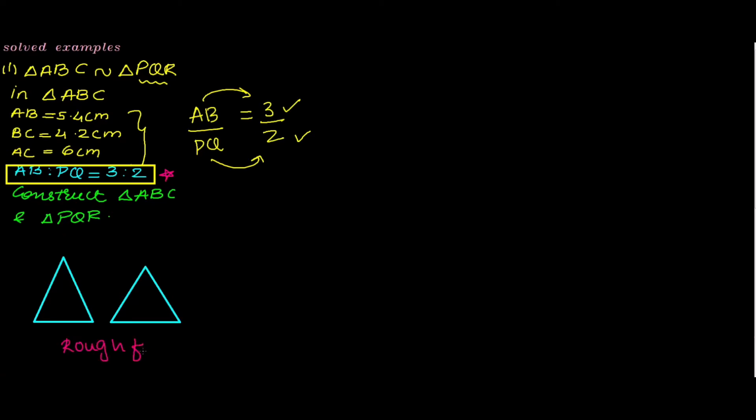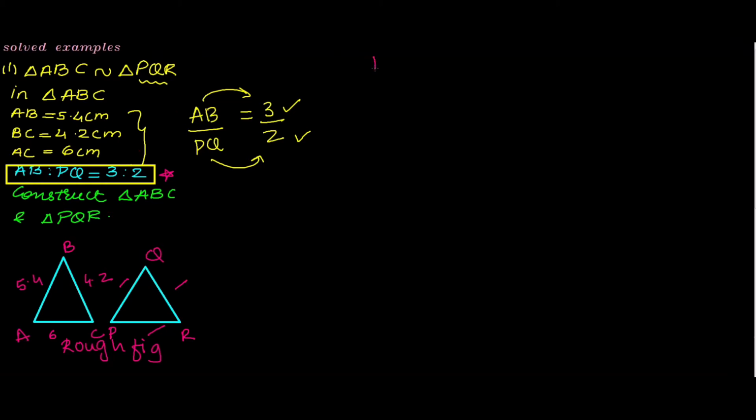Rough figure is necessary. So the bigger triangle, we will name it ABC. Similarly we will name this triangle PQR. Okay, now let us write the measurements. AB is equal to 5.4 centimeter, BC is equal to 4.2, and AC is equal to 6 centimeter. Now we have to find PQ, QR and PR. So with the help of this ratio, let us see how to find.